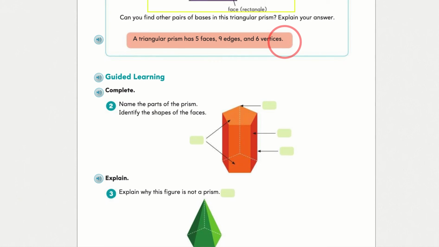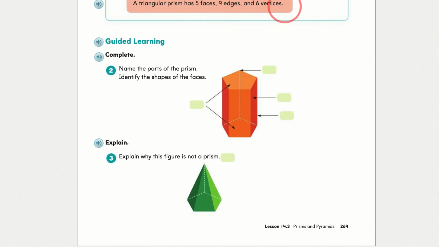So we're going to name the parts of, well, actually, no, we're going to be doing this in our workbook.